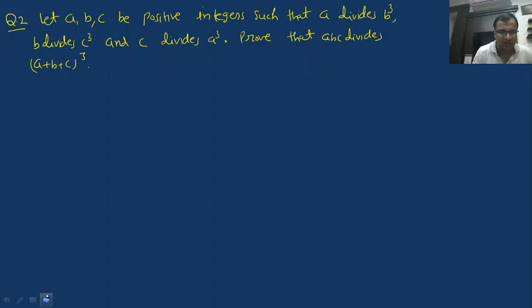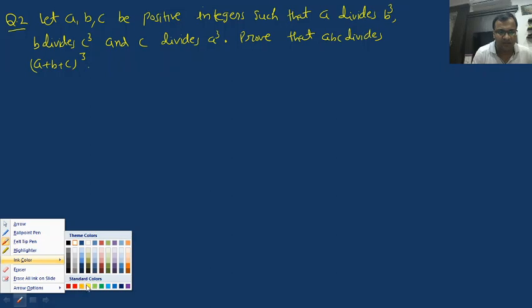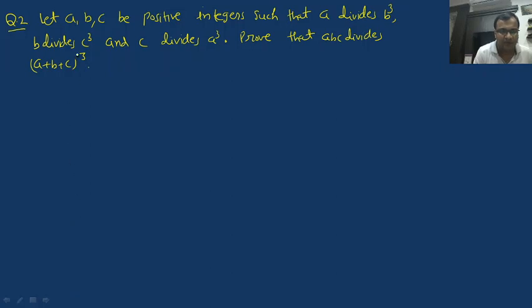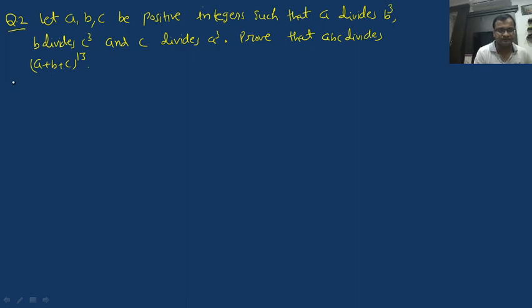There is a mistake from my side. Actually, the exponent is 13 here, not 3. Okay. We have to prove that ABC divides (A + B + C)^13.